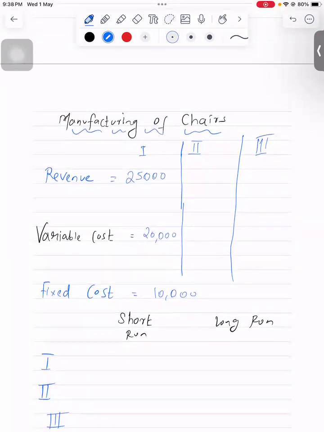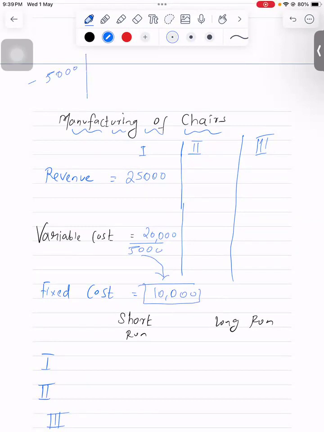See, if we continue to operate, we are making 5,000 profit here because revenue is 25, variable cost is 20. We are making 5,000 profit. Fixed cost is 10,000. Out of 10,000, we can easily pay 5,000. So how much is the loss? Loss is 5,000. If you continue to operate, you are making loss of 5,000.